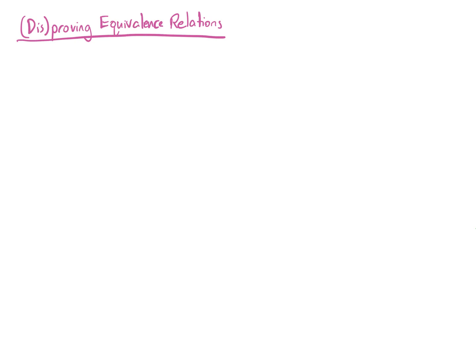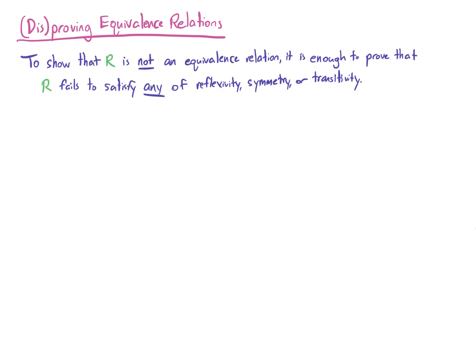Let's suppose that I want to show that a given relation is not an equivalence relation. Here's what's nice. If I want to show that a relation R is not an equivalence relation, all I have to do is prove that it fails to satisfy any of reflexivity, symmetry, or transitivity. For any of these, I can do disproof by counterexample. So, for example, here's a relation that we can study.